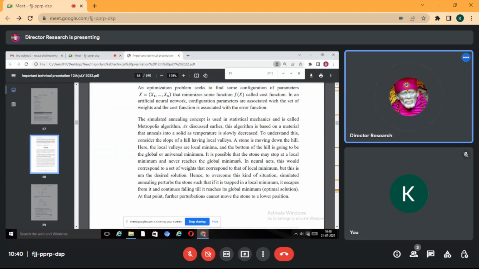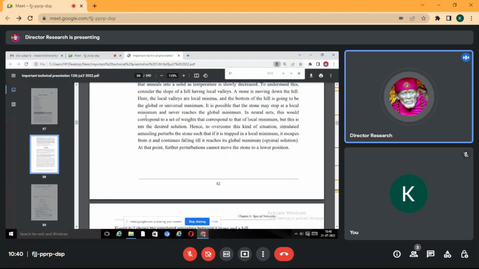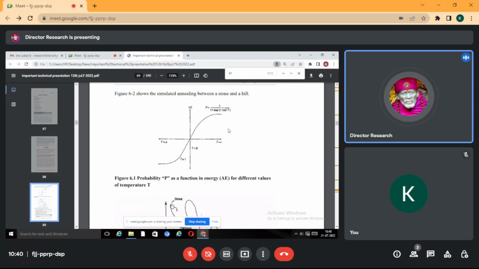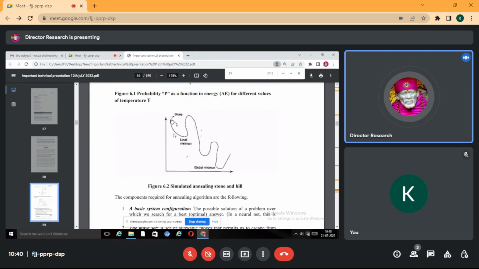Okay, local minima and global minima. In neural nets, this would correspond to weights of a local minimum, but this is the desired function. To overcome this kind of situation, simulated annealing, okay, the stone that is trapped in the local minimum goes to the global minimum. Just see the simulated annealing stone hill with minimum and maximum points and the probability function. Just see this curve.